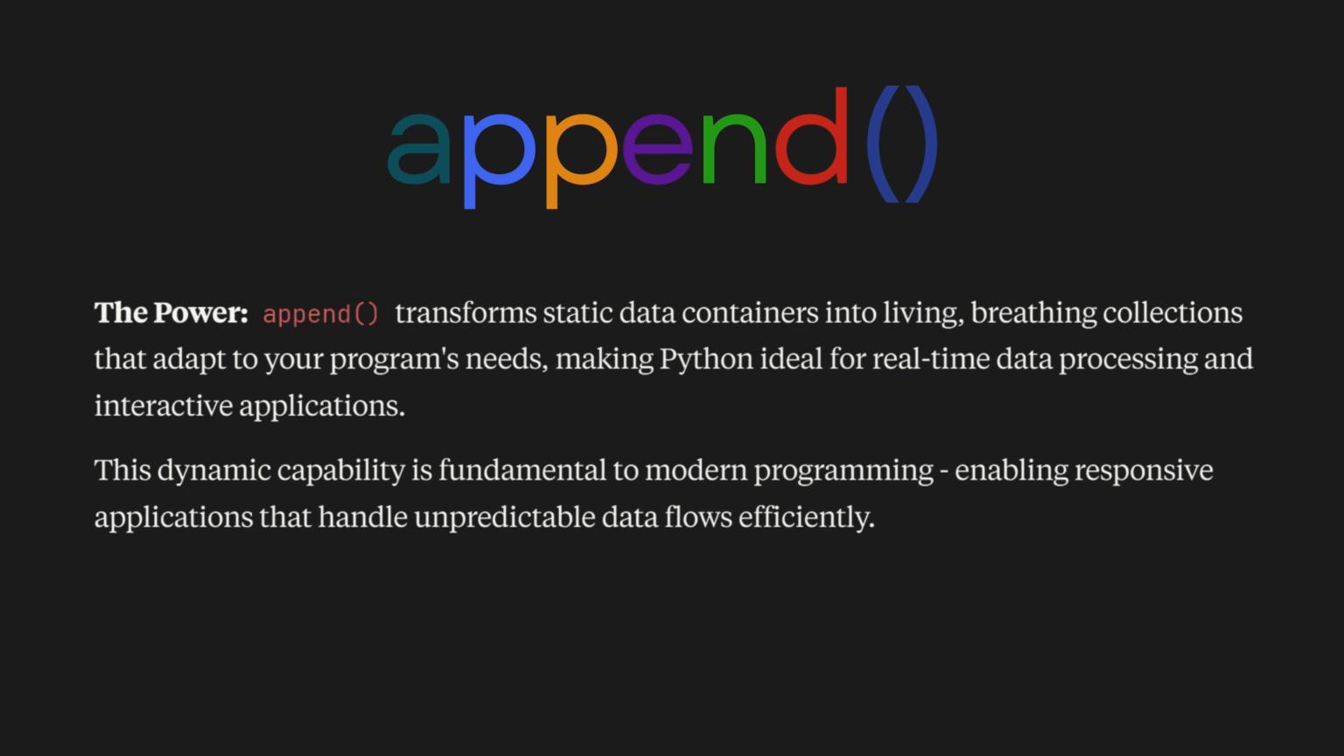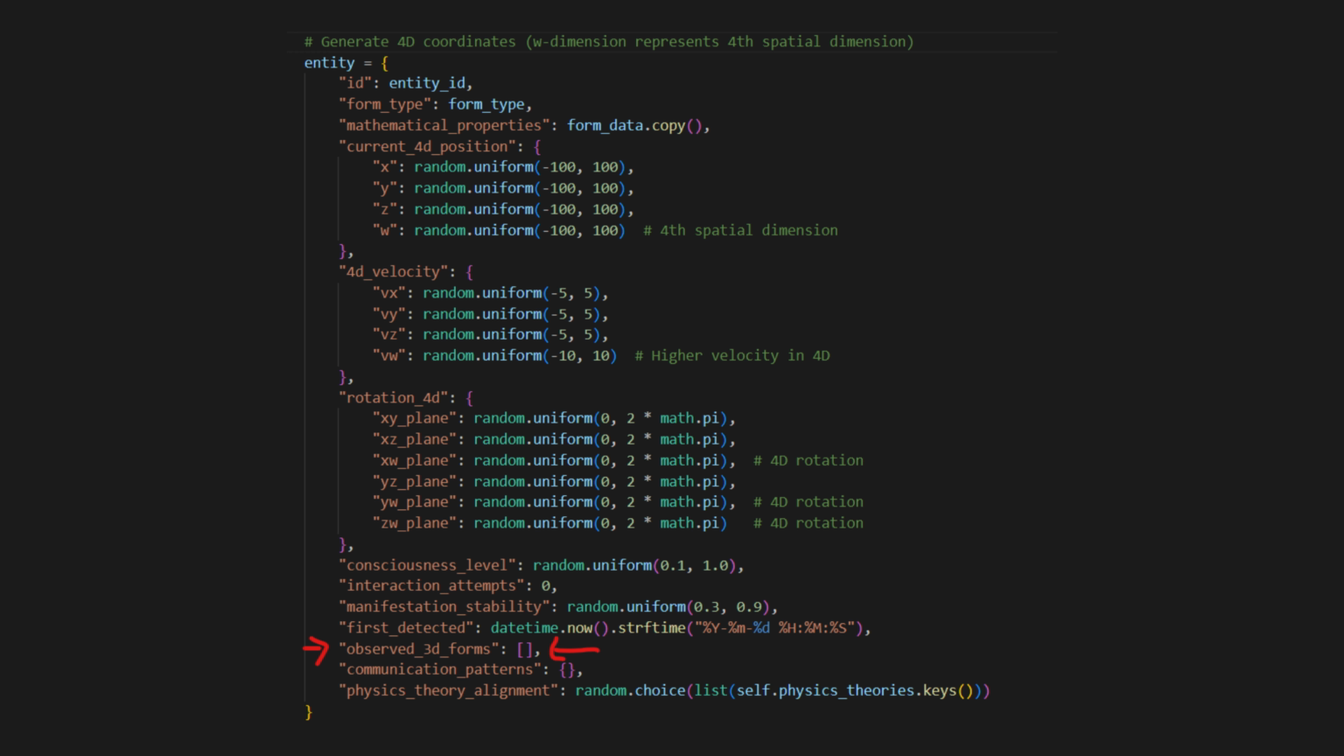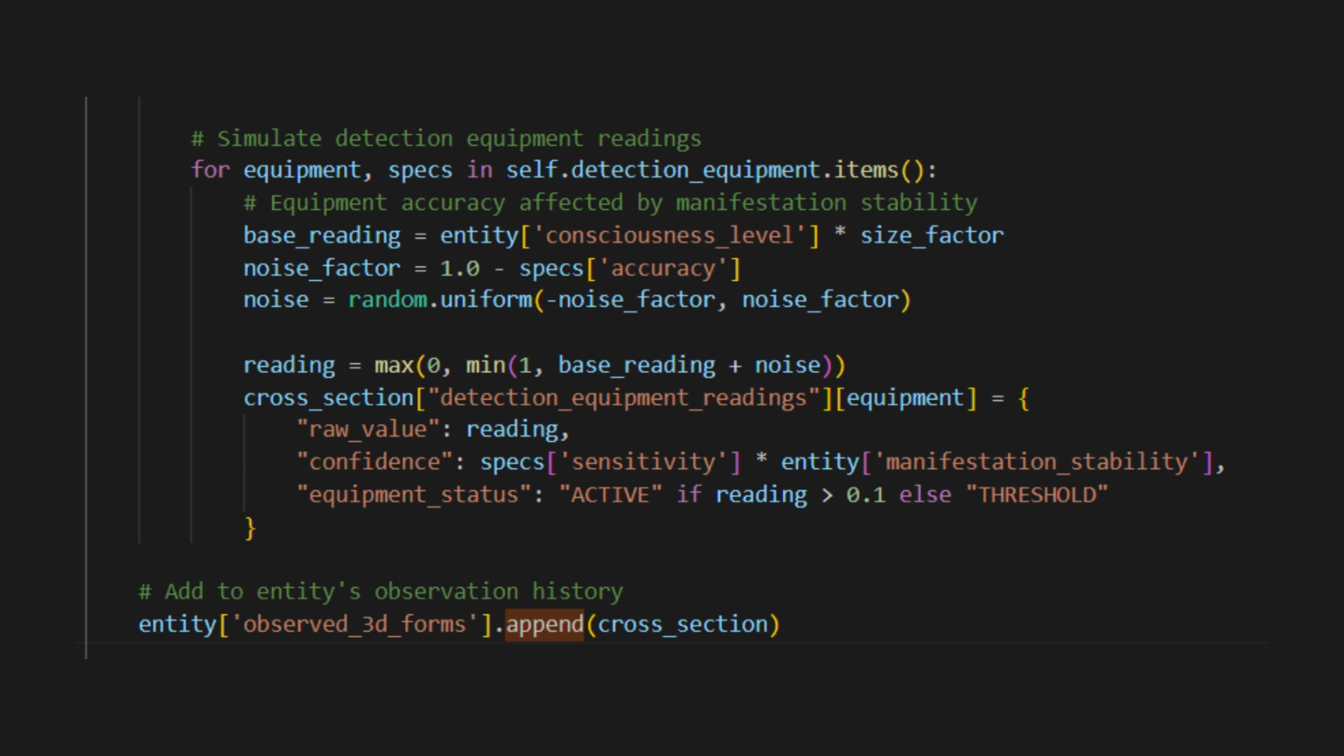entity_observed_3d_forms accesses the list that stores all the 3D manifestations this entity has shown over time. Initially, this list was empty when we created the entity. .append(cross_section) takes our newly calculated cross-section dictionary and adds it to the end of this observation history list.